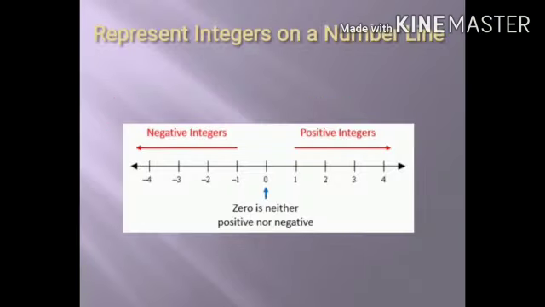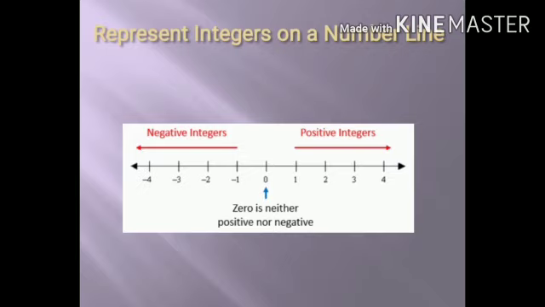So, how can we represent integers on a number line? One number line is given there. Already I told you the integers are a combination of 0, positive integers and negative integers. Here 0 is the origin, where 0 is neither positive nor negative. The right side of the origin indicates the positive integers and the left side of the origin indicates the negative integers.